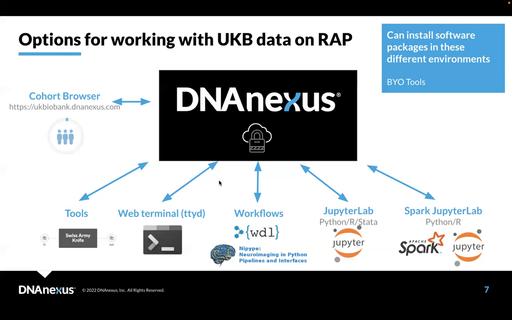So what are the options for working with UKB data on the RAP and how you can create machine learning models on the cloud? DNA Nexus offers many tools already available for the analysis. One of them is called Browser, and we will be showing one demo during this talk. Then you can typically work with workflows, either written via WDL or Nipype, or you can create your own machine learning models in the JupyterLab environment. Basically, you can install software packages in these different environments and bring your own tools on the platform to the cloud.